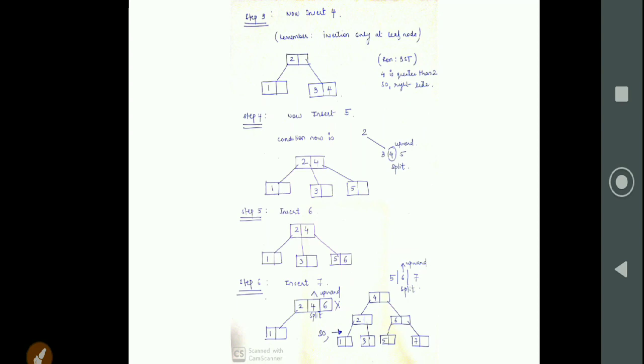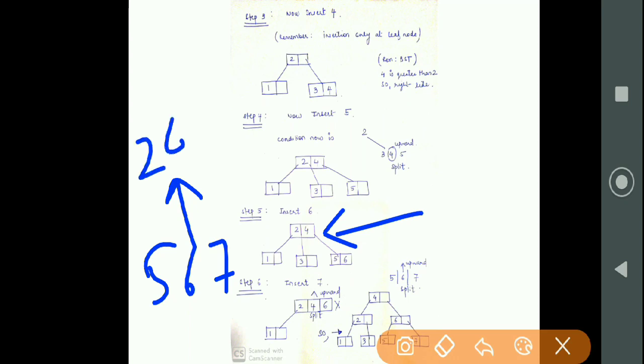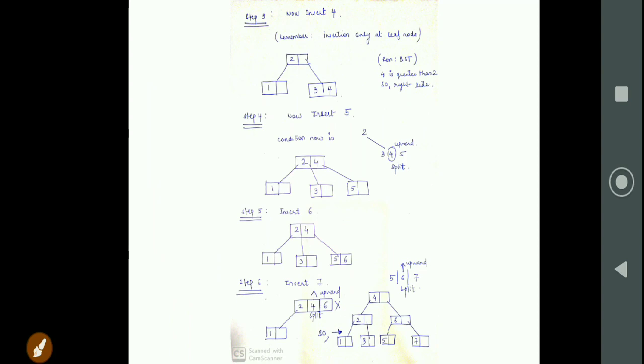Whenever we insert 7, 5, 6 and 7 will be at one place. So we have only 2 as a key. So 6 we need to move upward, right? When we move 6 upward, in the upper level we have 2 and 4, so the node is already occupied. We have only size 2 as a key. So first of all we got the problem in 5, 6, 7. Correct? So we moved 6 upward, but when we moved 6 upward, we got the problem 2, 4 and 6. So again we need to move 4 upward. So finally we got this tree.